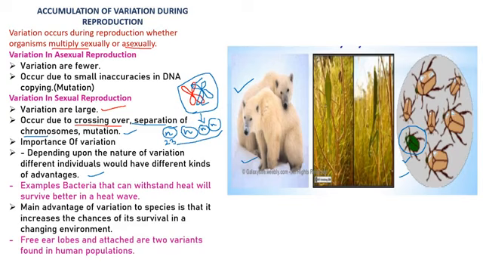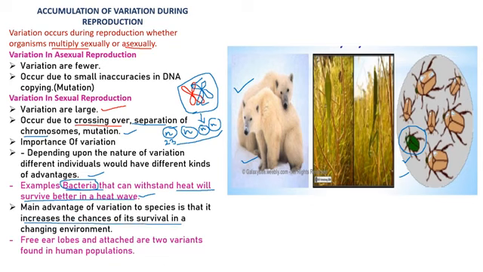Now for example, they have given an example over here: bacteria that can withstand heat will survive better in heat waves. Some bacteria can withstand heat, so they can survive in heat waves. So these bacteria can survive even when there is a rise of temperature in seawater. So the main advantage of variation to a species is that it increases the chances of survival.